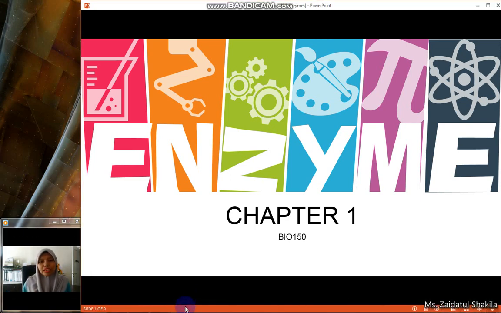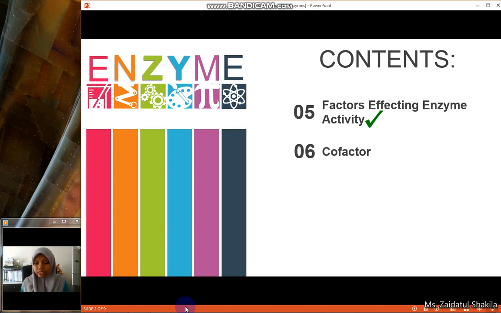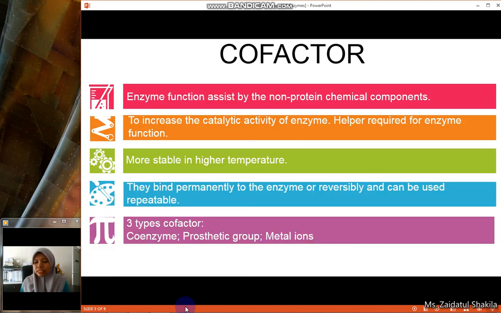So in this video we are discussing cofactor. Enzymes may work together with a non-protein chemical component for enzymatic activity. It is used to increase the catalytic activity of enzyme or act as a helper that is required for enzyme function. Cofactors are more stable in higher temperature, and the binding of cofactor to the enzyme can be permanent or reversible, and they can be used repeatedly.